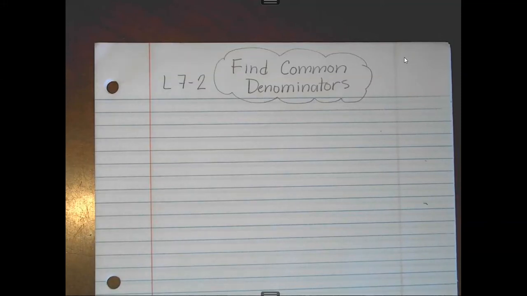We are getting ready to continue with our topic 7, adding and subtracting unlike fractions and mixed numbers. And you will need notebook paper for today's lesson. If you have your math book, you can open that up. We're going to be working on pages 273 to 276.